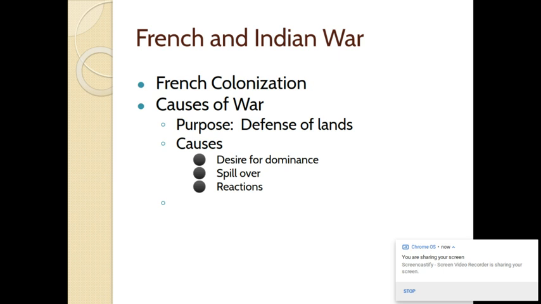There's also that dominance that emerges from the competitiveness which had been going on in Europe for some time. For those of you in AP Euro, you had experience with the Seven Years' War. That's what this war is. It just spills over into the colonies. But ultimately, it's about competition and whose empire is going to be supreme.